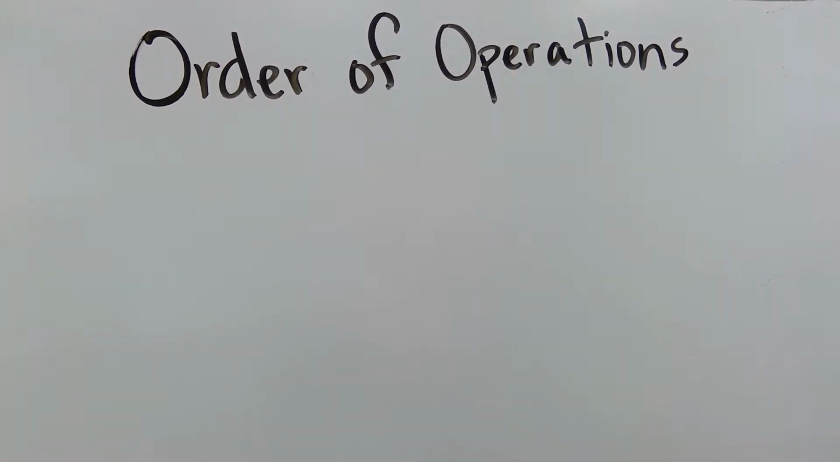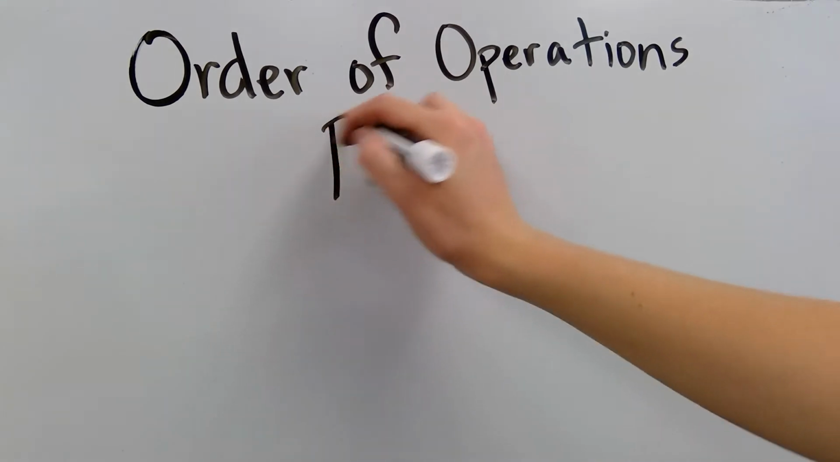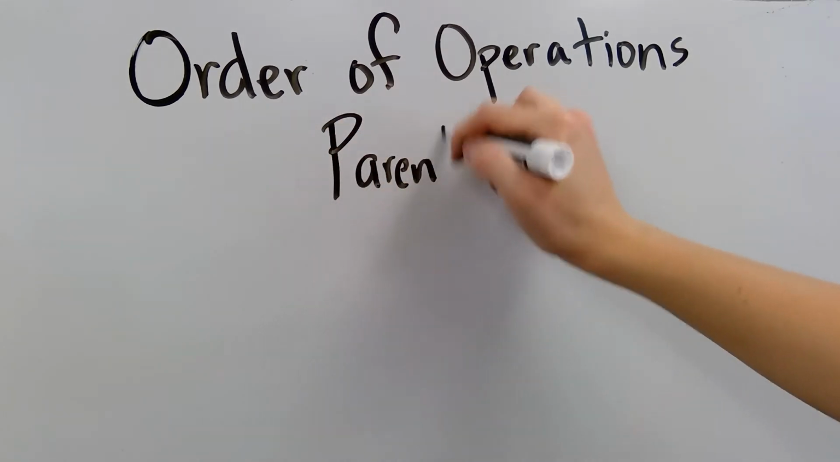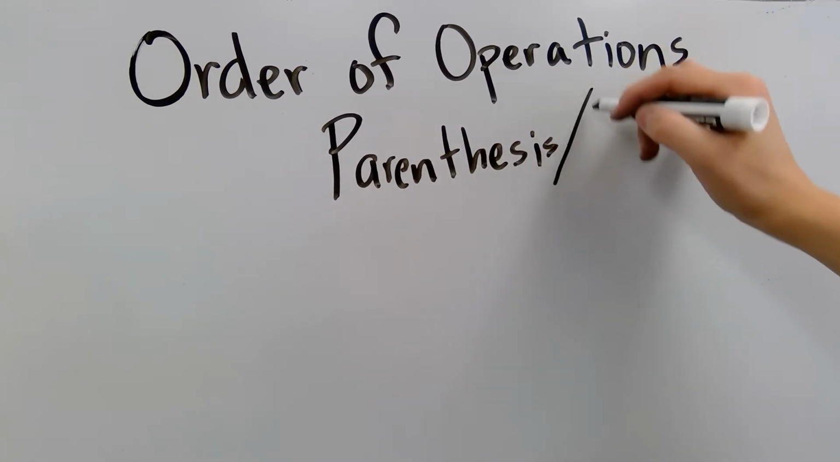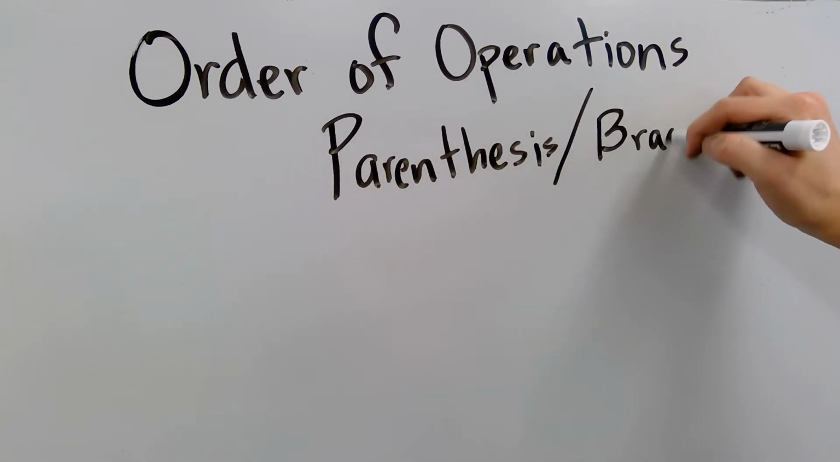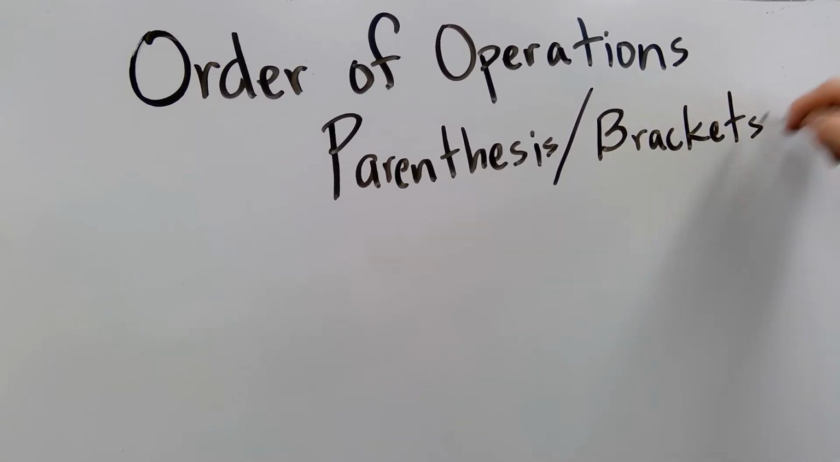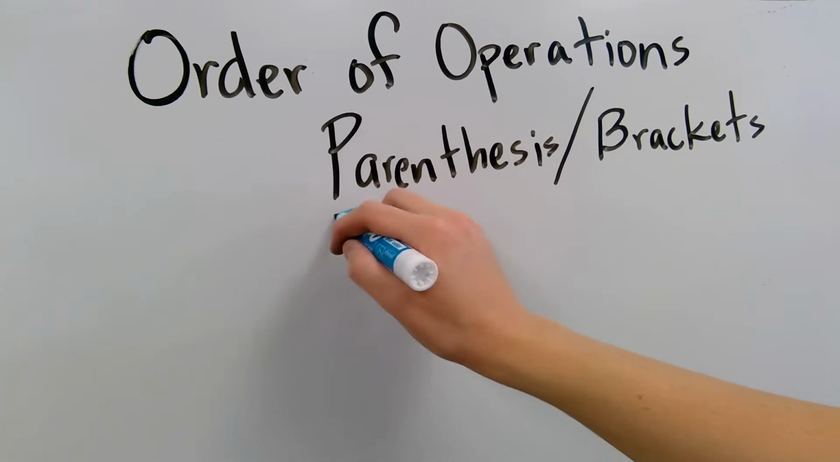And the correct order to solve these problems in goes like this. Parentheses and brackets. We solve those first. Then we take care of any exponents.